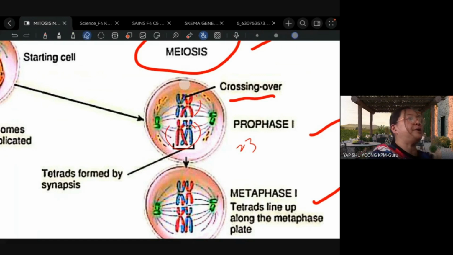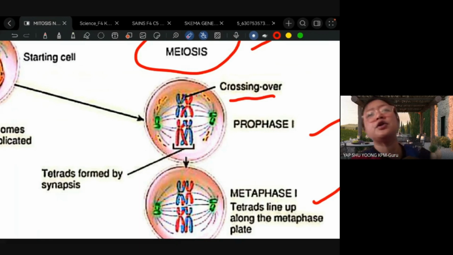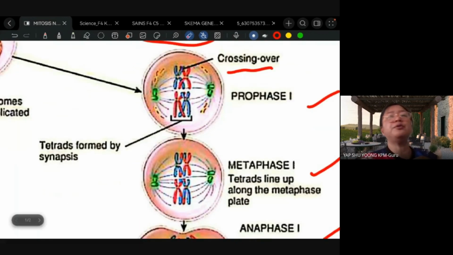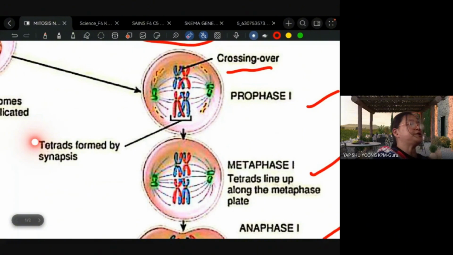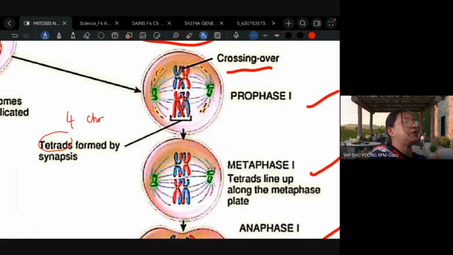So you need to remember that during prophase 1, crossing over takes place. Crossing over means the chromosomes exchange DNA. This we call a tetrad, formed by synapsis. A tetrad means there are 4 chromatids: 1, 2, 3, 4. Four chromatids we call a tetrad. It is formed through synapsis.